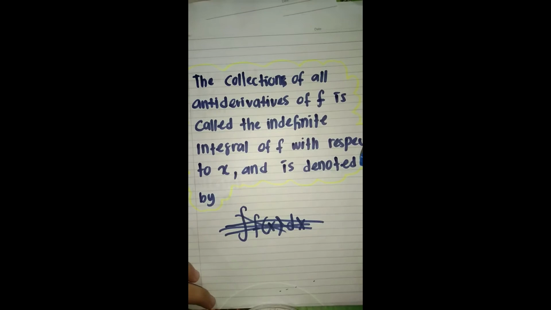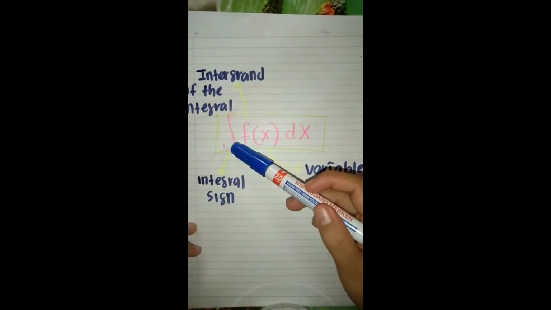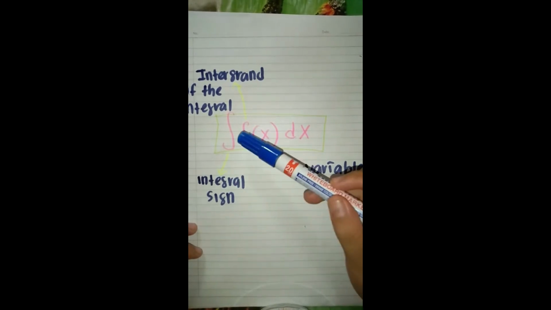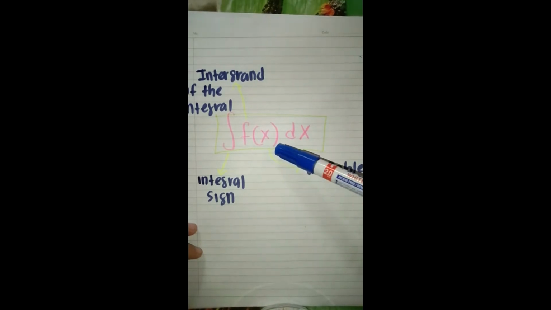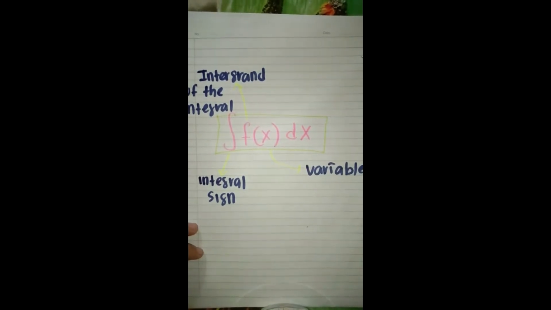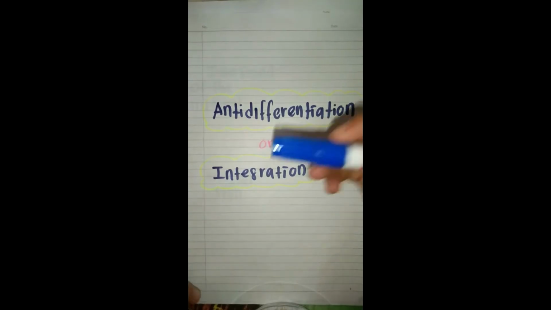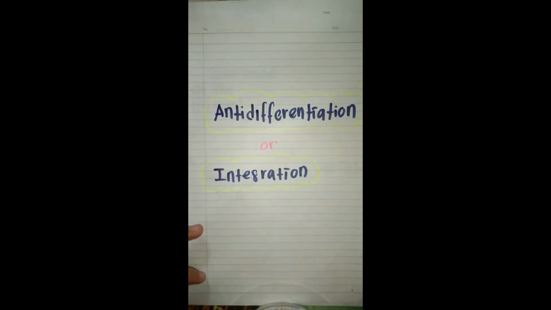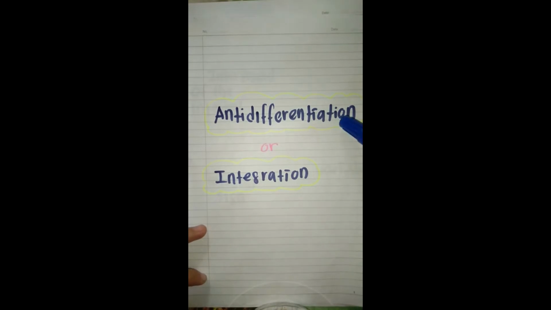The collection of all antiderivatives of f is called the indefinite integral of f with respect to x, and is denoted by the integral sign. This symbol stands for the integral sign, f stands for the integrand of the integral, and x stands for the variable. The process of finding an antiderivative is called antidifferentiation or integration.